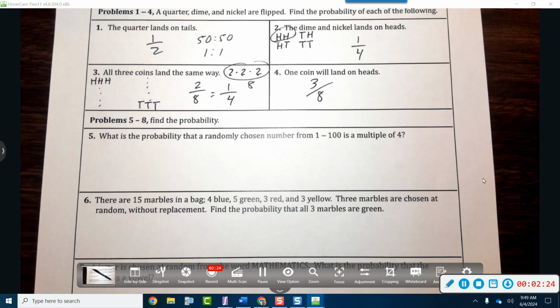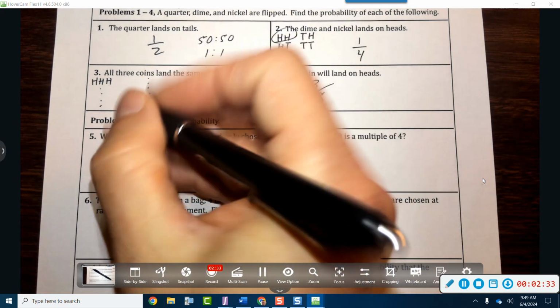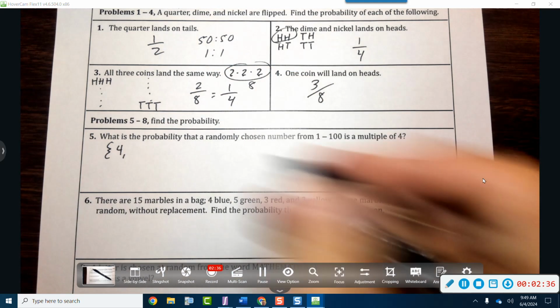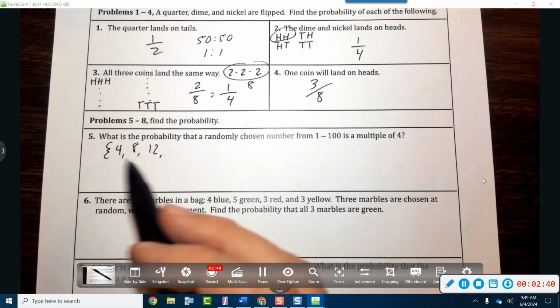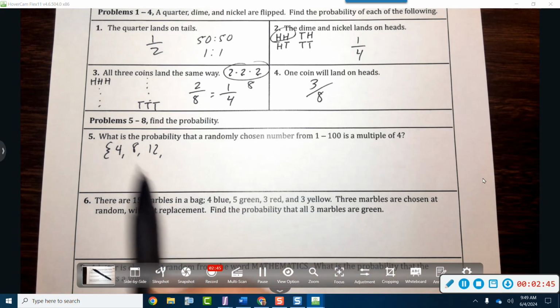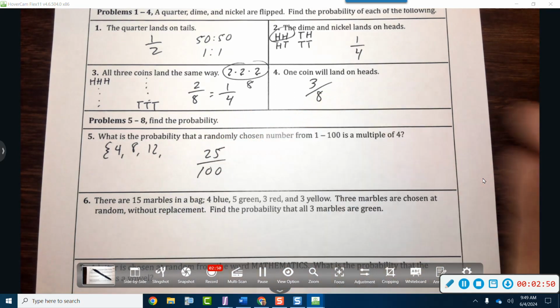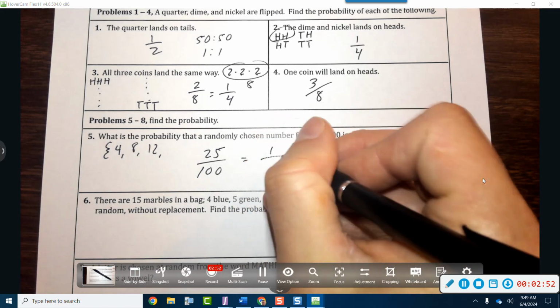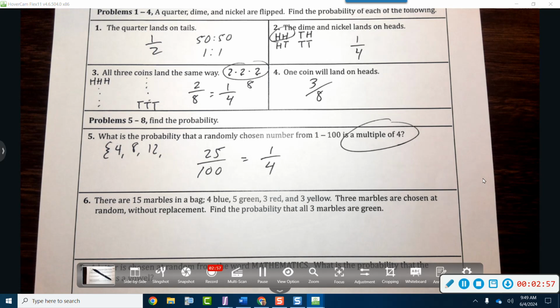What is the probability that a randomly chosen number from 1 to 100 is a multiple of 4? Well, you could draw out the sample space. A multiple would be 4, 8, 12, and so on and so forth. What you'll find is that there are 25 of those, and that includes 100. So out of 100 numbers, you've got 1/4, which makes sense. A quarter of them are a multiple of 4.